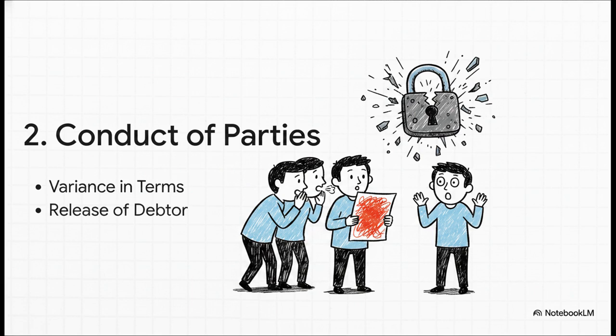Listen carefully, the absolute key word here is consent. If the creditor and debtor secretly change the interest rate without asking the surety, the surety is instantly discharged. A contract of guarantee relies strictly on its original terms. Without consent, any variance completely breaks the contract.